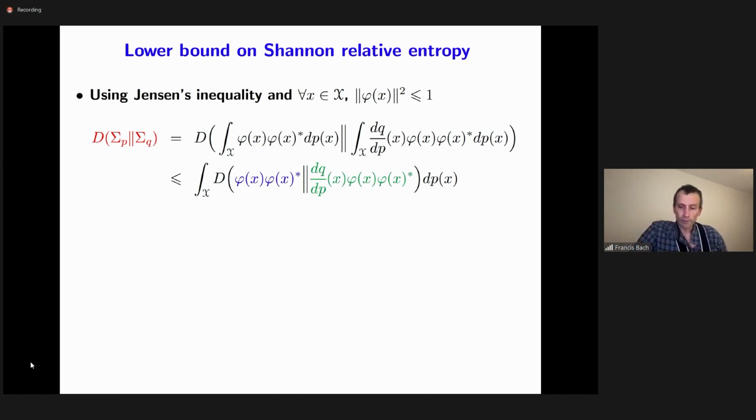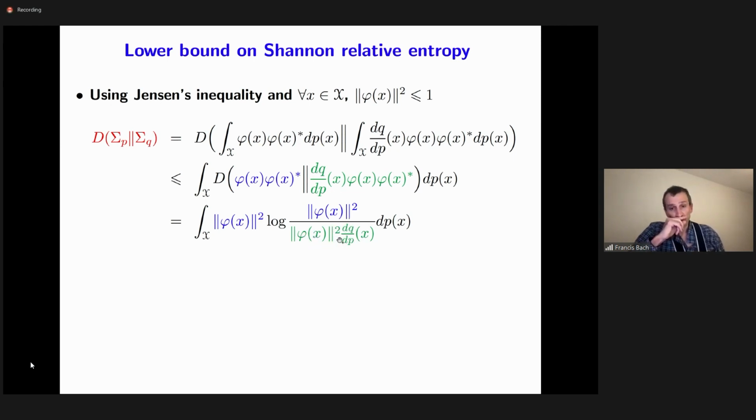All right, so I have those two matrices, and now this has eigenvalue phi of x squared. This has eigenvalue phi of x squared times dq over dp. And now I'm just using the fact that the volume entropy is trace of a log a minus a log b. So this is the a log a part in blue, and the minus a log b is the blue part with the green part over there.